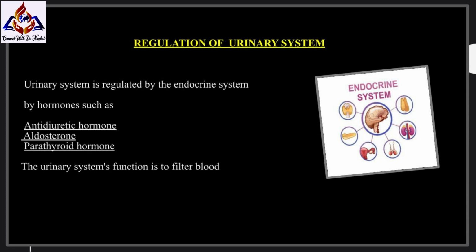The purpose of the urinary system is to eliminate waste from the body, regulate blood volume and blood pressure, control levels of electrolytes and metabolites, and regulate blood pH.